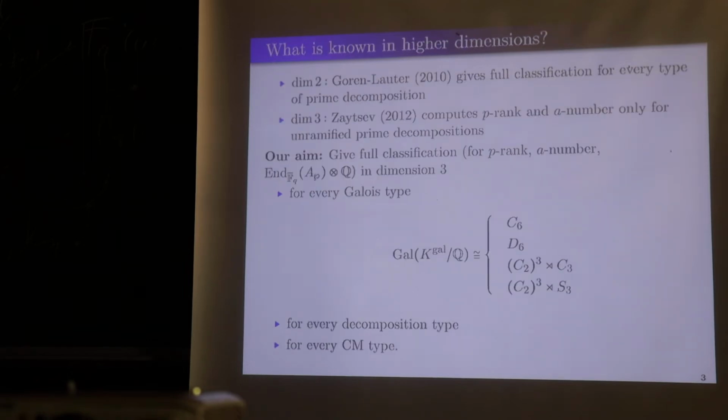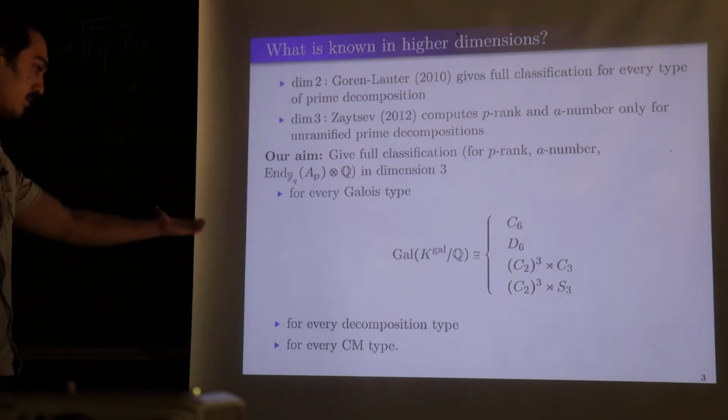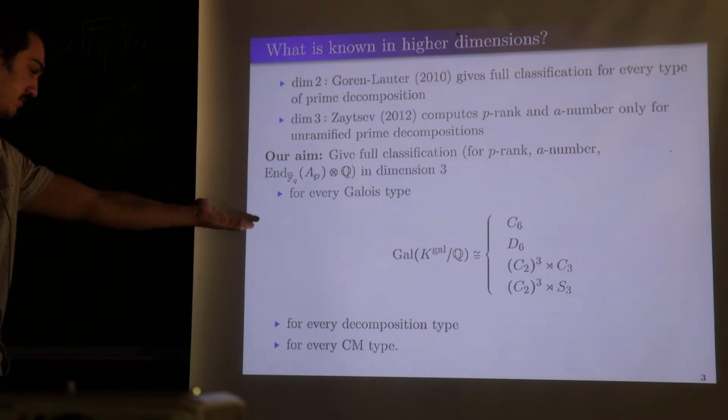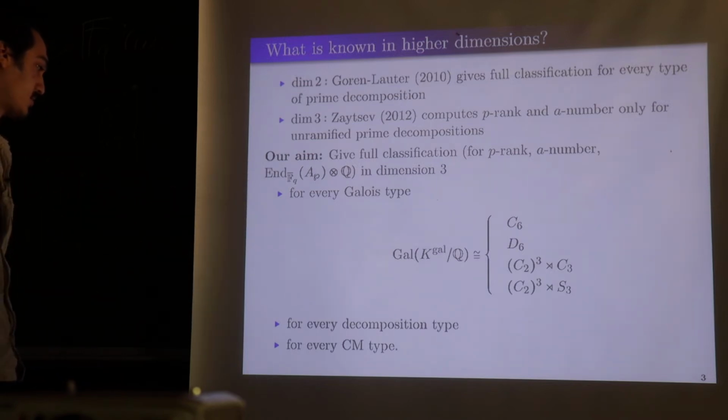So what is known? In dimension 2, Goren and Lauter give a full classification for every type of prime decomposition, and in dimension 3, Zaitsev computes the P rank and A number only for unramified prime decompositions. Our aim is giving a full classification for P rank, A number, and endomorphism algebra in dimension 3 for every Galois type, which must be of this type, for every decomposition type, and for every CM type.